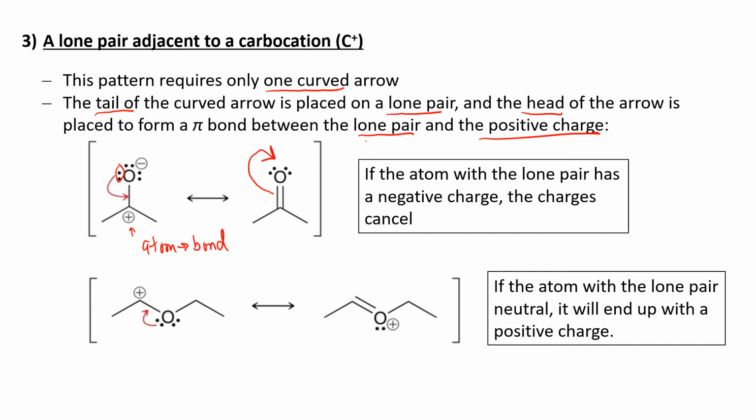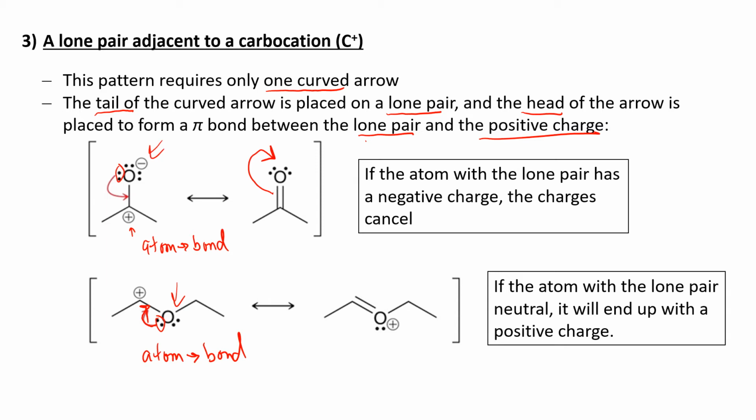In the next example, we have a lone pair that's adjacent to a positive charge, and the arrow is going to start where the lone pair is currently located, and the head of the arrow is going to point to the bond that exists between the atom with the lone pair and the atom with the positive charge. So we went from atom to bond.